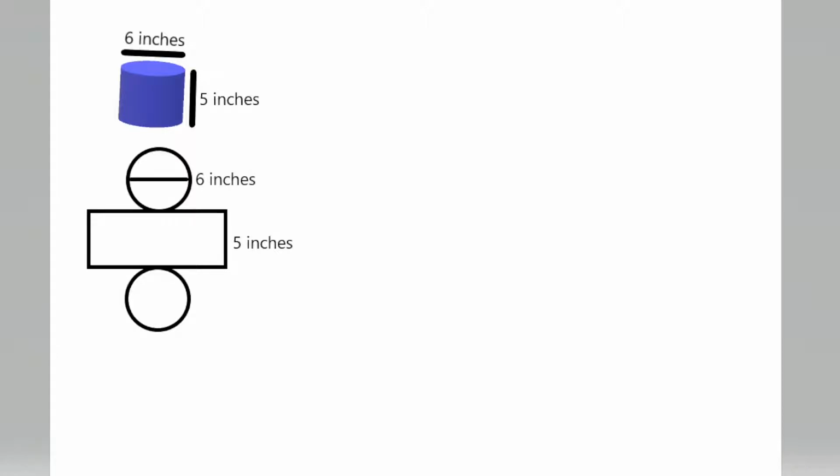The first thing we're going to have to do is find the circumference of one of these circles, which on a cylinder are called the bases. Because we have the diameter and not the radius of the circle, I'll use the appropriate formula, pi times the diameter. And look at that, we got 18.84, but I'm just going to round it up to 19.